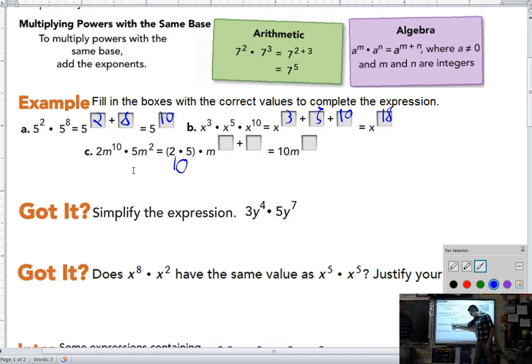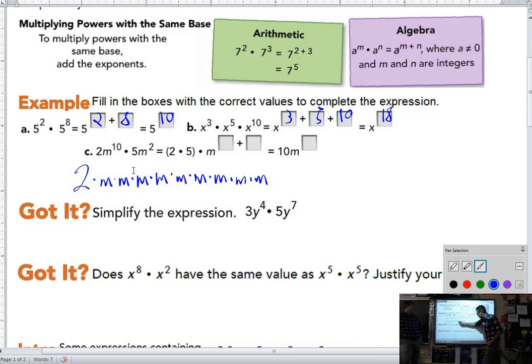What we're doing here is 2 times m times m times m times m times m. I don't know if I hit 10 there, but we're going to hope I did. Times 5 times m times m. So if you wanted to write this out, this is actually 2 times m, m, m, m, m, m, and so on. 1, 2, 3, 4, 5, 6, 7, 8, 9, m times 5 times m times m. That's what we actually are saying here.